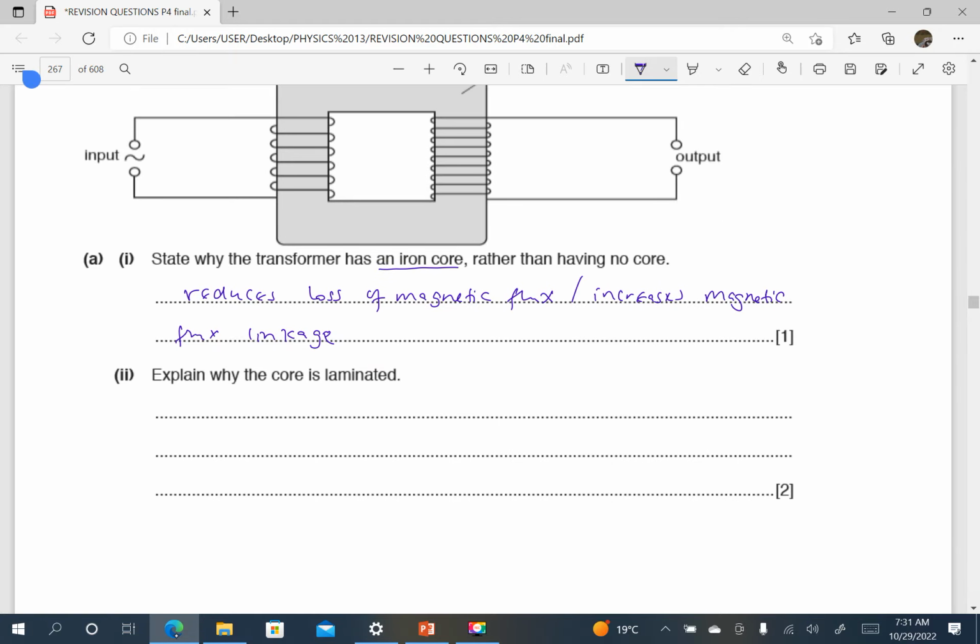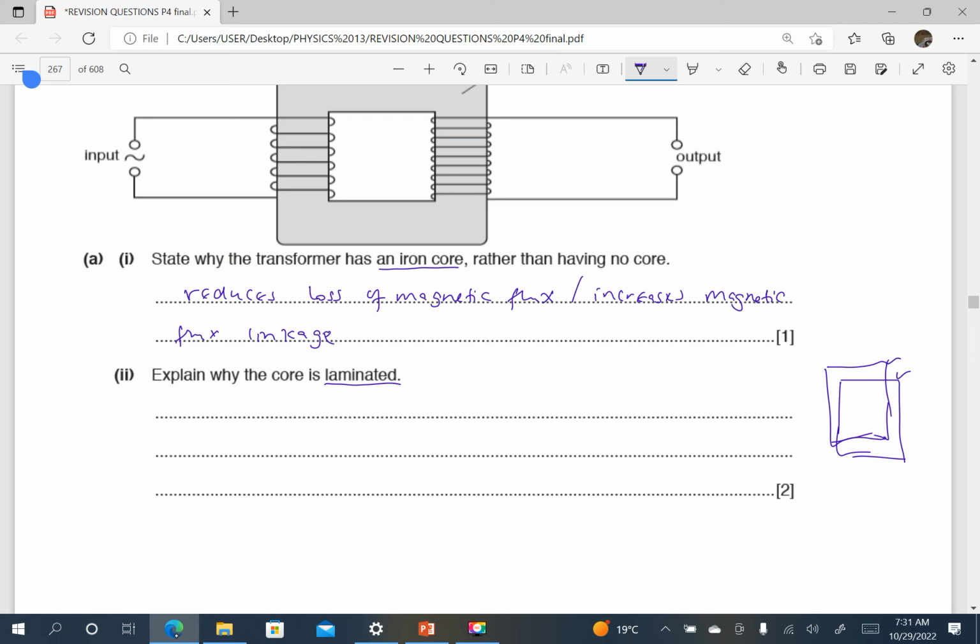Explain why the core is laminated. We saw one of the sources of power loss in a transformer as being heating of the core due to eddy currents. This was solved by laminating, that is putting insulating materials between thin strips of the iron core. There is a strip, and another strip overlapping, but between these two strips they put an insulating material. That is what we meant by laminating.